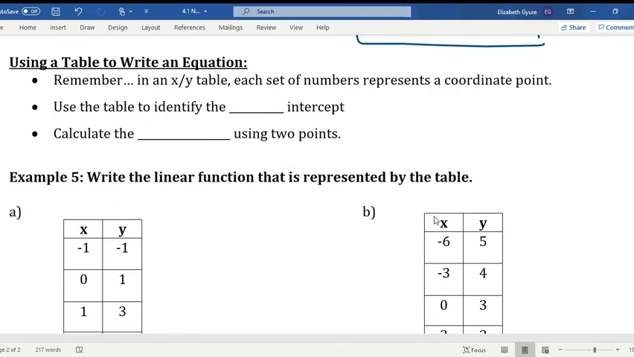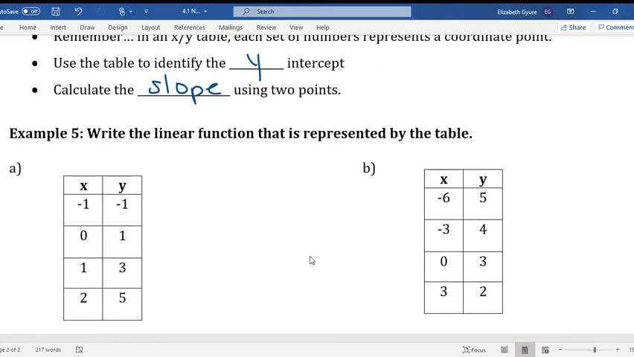So you're going to use the table to identify the y-intercept. It's going to be whatever's 0 and then a number, right? Just like your point. And you're going to calculate the slope using 2 points. So it's actually very similar to what we just did up above, except you're given a little additional information. Do you need all of it? No, pick and choose what you want to use.